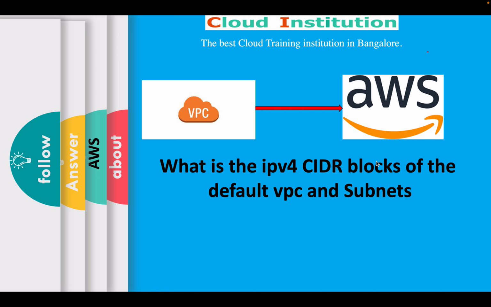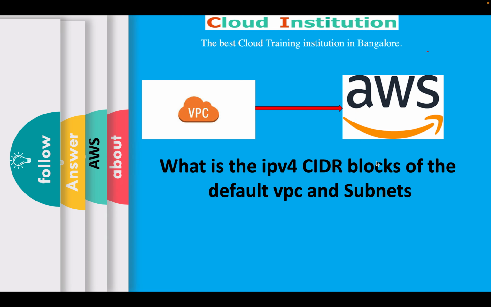So today in this video, we're going to discuss one of the very interesting interview questions they may ask you during the interview. The interview question is: what is the IPv4 CIDR block of the default VPC and subnets? The interviewer wants to check whether you have really used the default VPC, and what the default VPC could be. And if you're creating your own VPC, what CIDR ranges should you avoid, compared to the default VPCs? That's what we're going to see today.